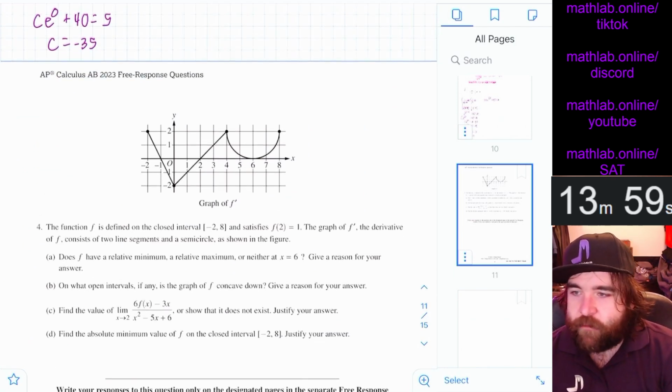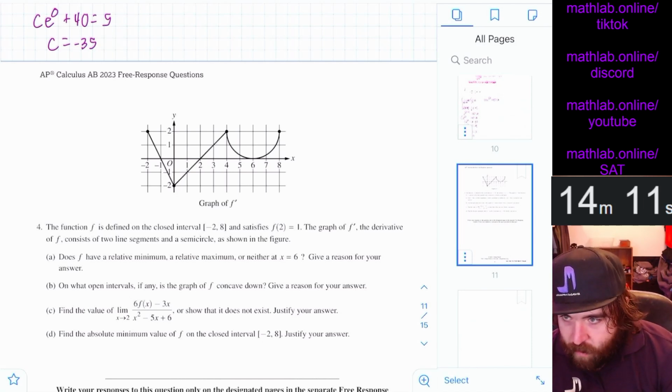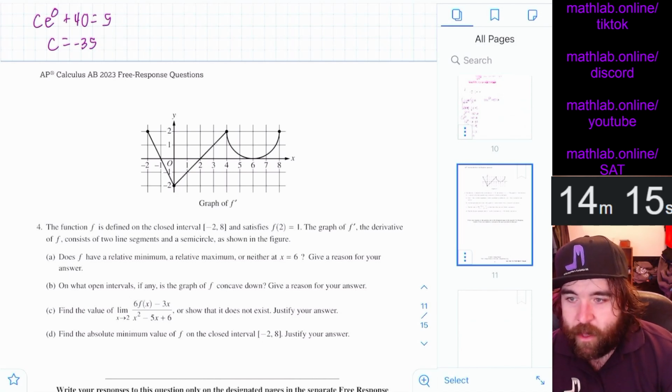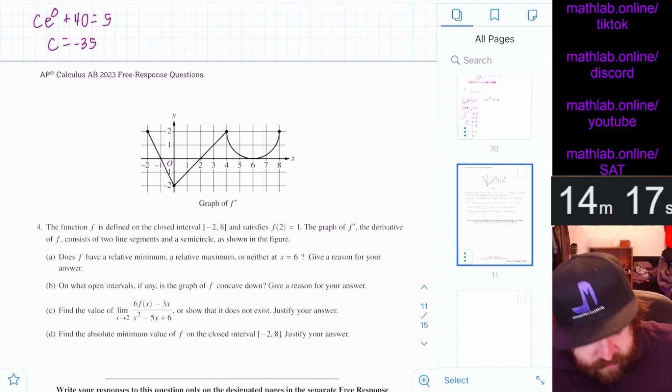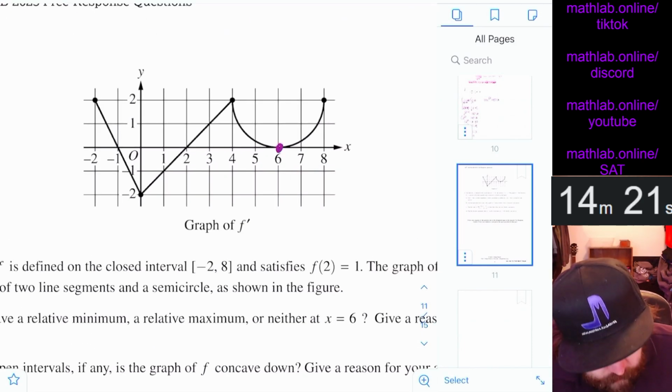4. The function f is defined on the closed interval -2 to 8 and satisfies f of 2 equals 1. They give us f prime. The graph of f prime is shown. It consists of 2 line segments and a semicircle. Does f of x have a relative minimum, a relative maximum, or neither at x equals 6? Give a reason for your answer. X equals 6. Okay. So here's going to be the reason for our answer.